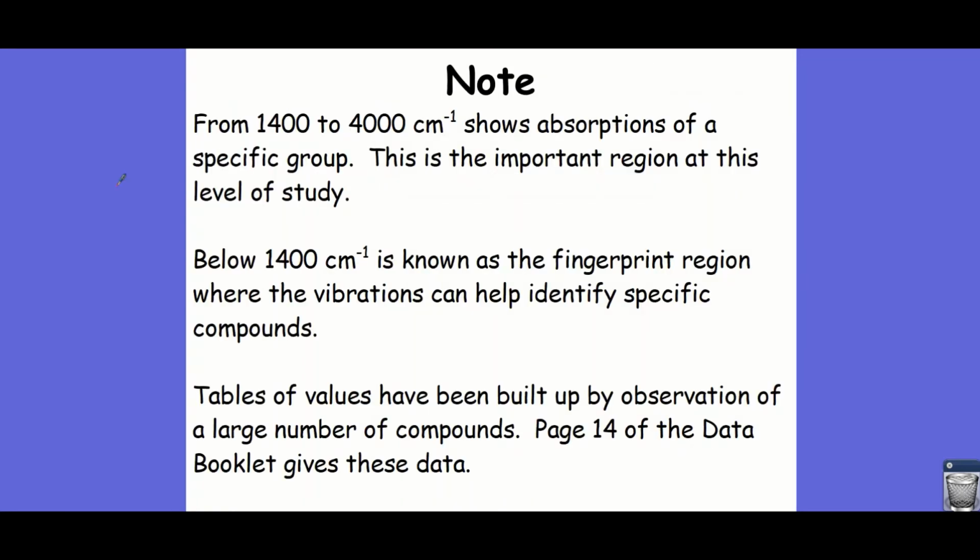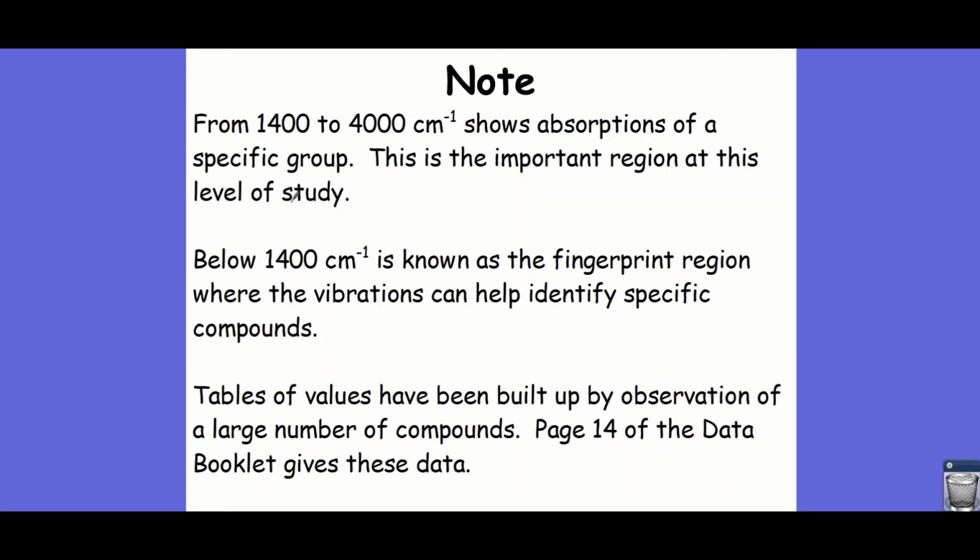So just important to note that at Advanced Higher you will only be looking at peaks that fall with a wave number of 1400 to 4000. These tend to show specific groups or specific bonds. Anything below 1400 is known as the fingerprint region. It's much more complex, much more crowded, and that's where vibrations can be used to help identify specific compounds.